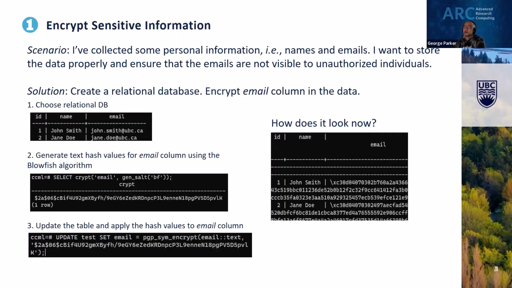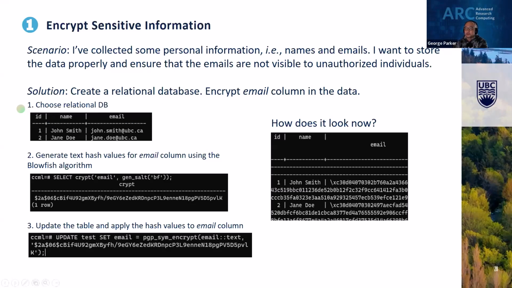So scenario 1, I've collected some personal information, i.e. names and emails. I want to store the data, and I want to ensure that emails are not visible to unauthorized individuals. Since the data is highly structured, only has names and emails, they are text, so I will go for a relational database, and then I will encrypt the email column in the data.